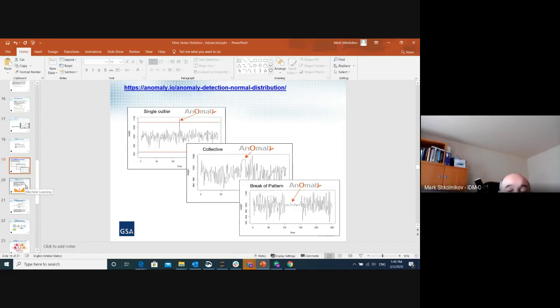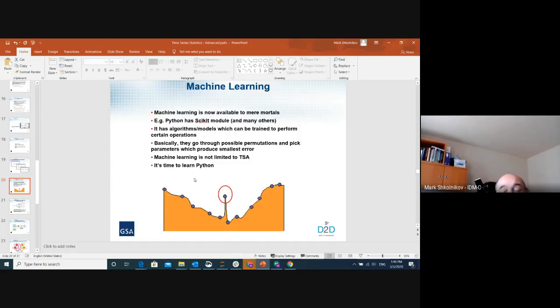So lastly, the anomaly may be very hard to detect by simple means. And in these cases, we use machine learning. And the good thing is machine learning is now available to pretty much everyone.